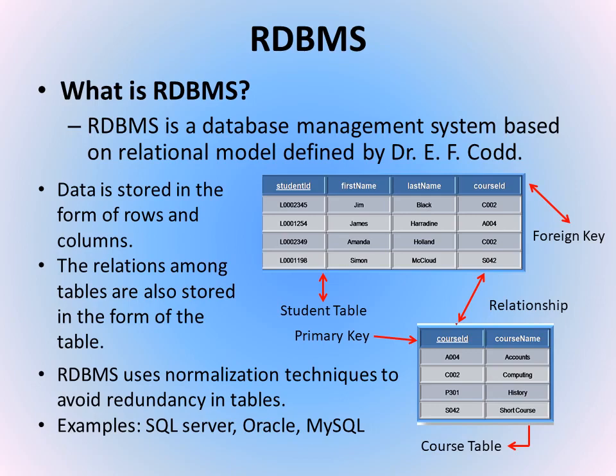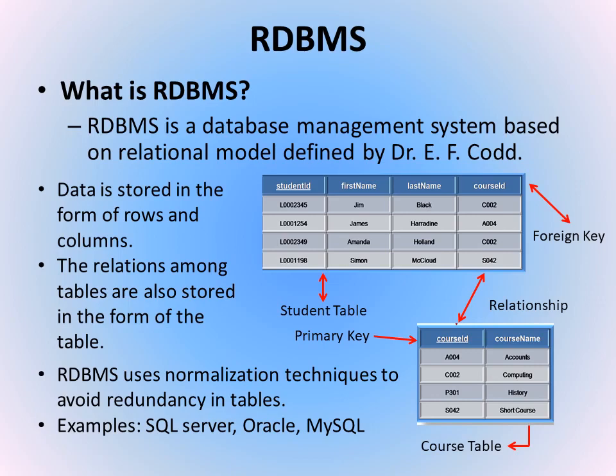The relations among tables are stored in the form of tables. That means the student table and course table have a relationship. Why? Because a student enrolls in a course. Now this relationship is also stored in the form of a table. That means in RDBMS everything is stored in the form of tables. Each student is enrolled in a course and the relationship is shown in the figure, where both the tables have a common column, that is course ID.